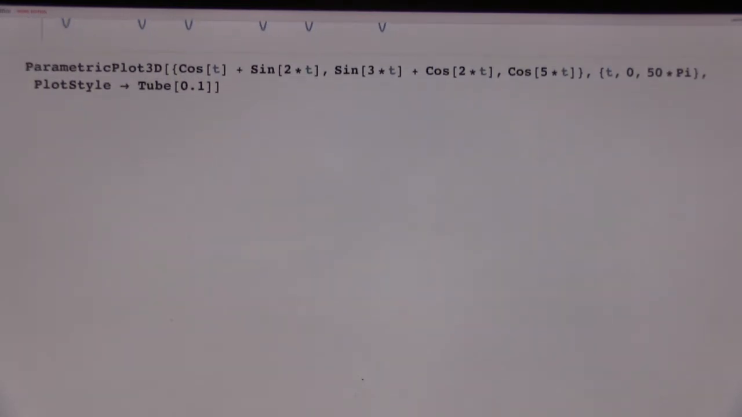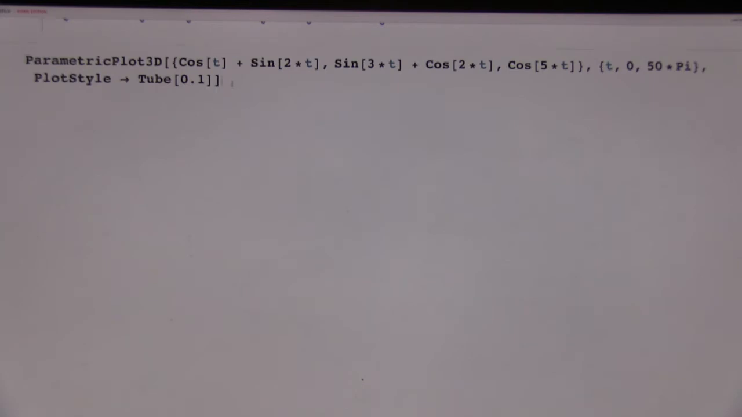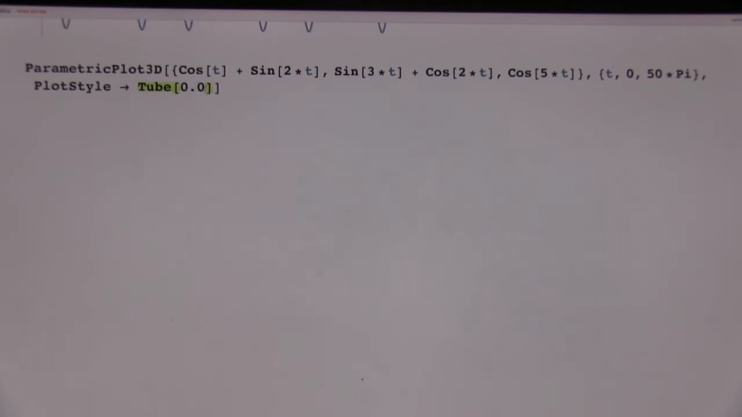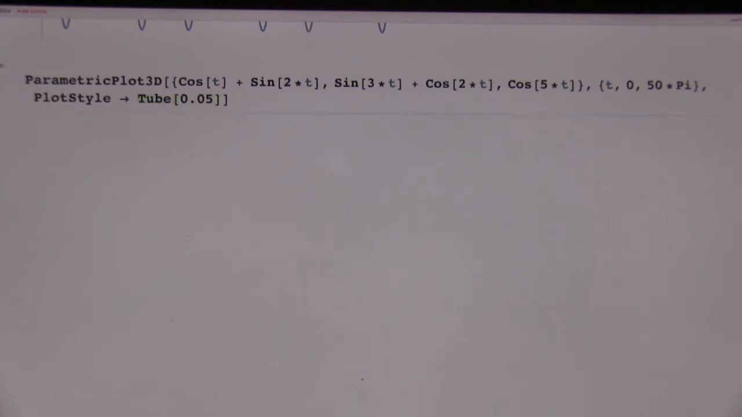So here's a very complicated plot of something in 3 dimensions. The x-coordinate is going to be cosine t plus sine of 2t. The y-coordinate is going to be sine of 3t plus cosine of 2t. The z-coordinate is going to be cosine of 5t. So I just made up something crazy here. Let's see what this looks like. And this plot style is tube. I'll make the tubes a little smaller because this might be big. The tube just makes it a little thicker so you can see it.